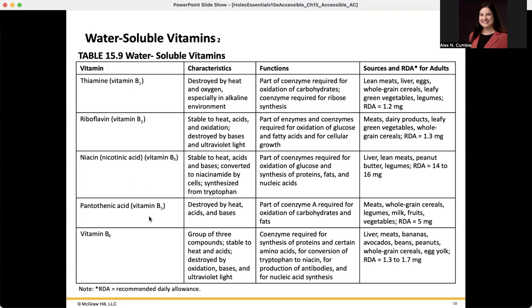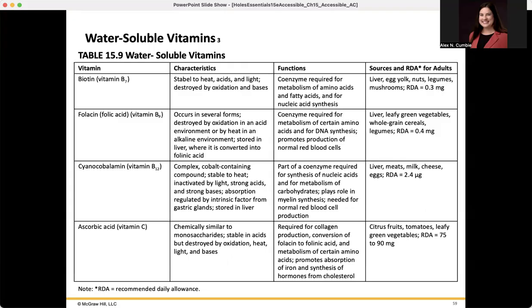Vitamin B5 is called pantothenic acid. This is helping us when we process carbohydrates and fats. Again, all of these have a very similar function, helping us process carbohydrates, fats, and proteins. And then vitamin B6, this is going to help us do all those things. Lots of different sources here, mostly these B vitamins coming from a meat source, but again, you have lots of other sources like green vegetables, legumes, things of that flavor.